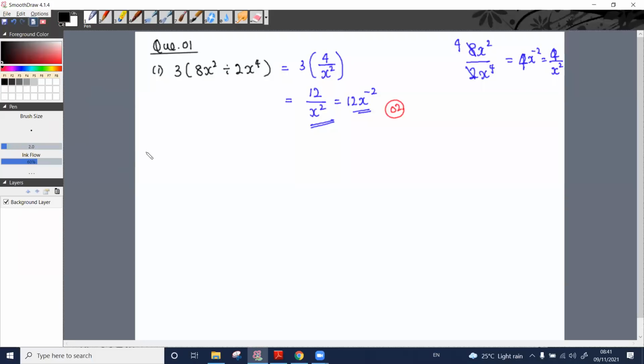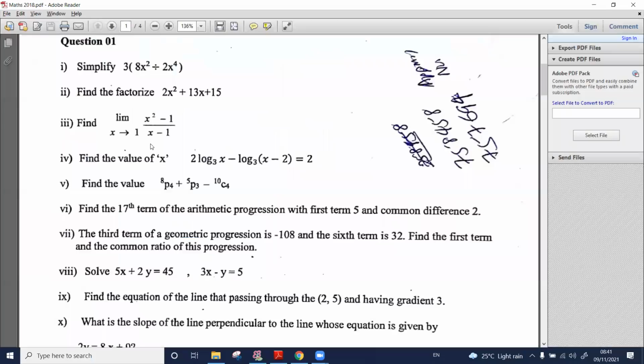Right. Part 2. Factorize. We need to factorize this given expression. Again, see what we need to do. Can we find the value of x here? No. Why? This is not an equation.